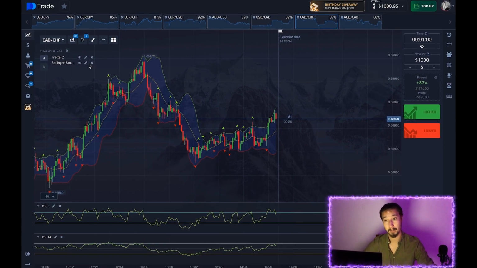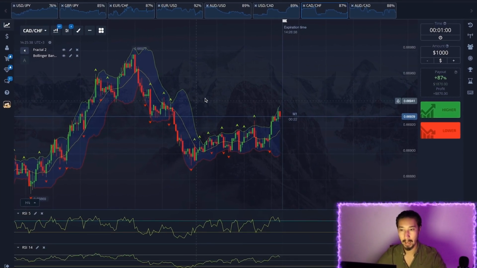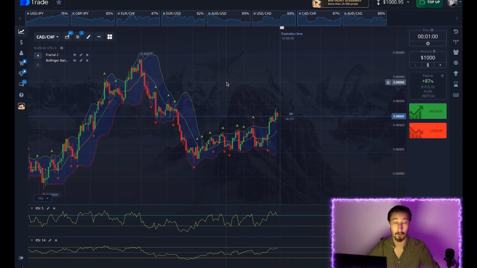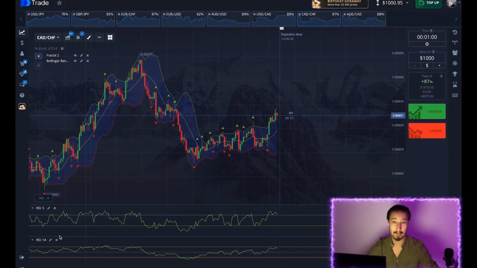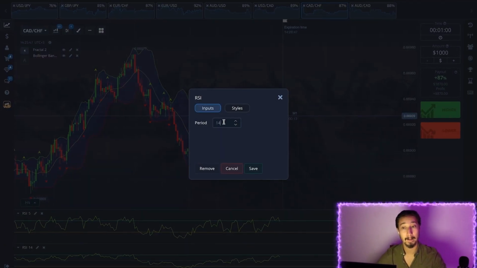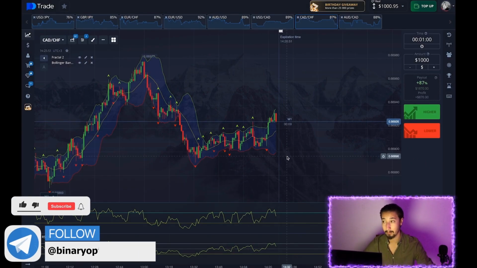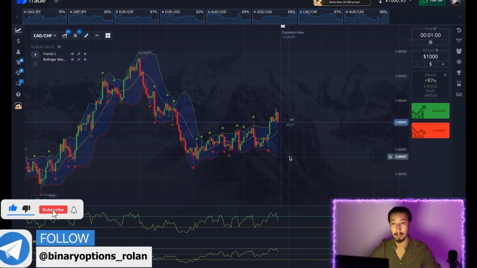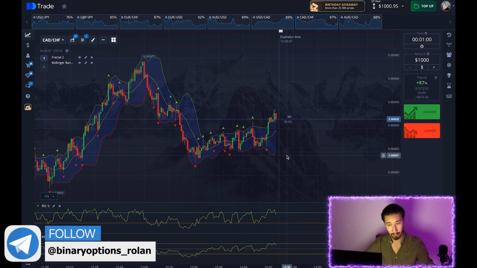Next indicators is a Bollinger Bands with a period of 13 and deviation of 2. We also have a fractal with default settings and two RSI oscillators. The first one comes with a period of 5. The second one will have a period of 10. We leave the oversold and overbought areas at the default 70 and 30. Today we will focus specifically on these indicators.